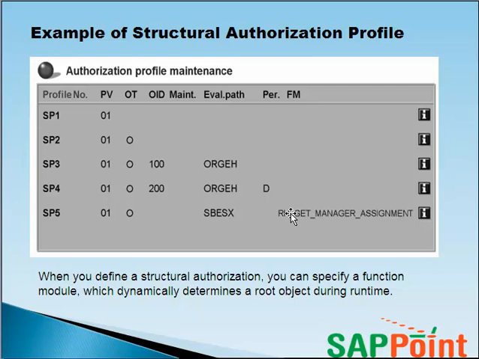So in this case the user is granted access to the organization unit he or she manages, and to all the lower level objects along the SBEX evaluation path. So if you want to dynamically determine the starting object of a manager, then a function module should be used, and this function module is delivered by SAP by default.